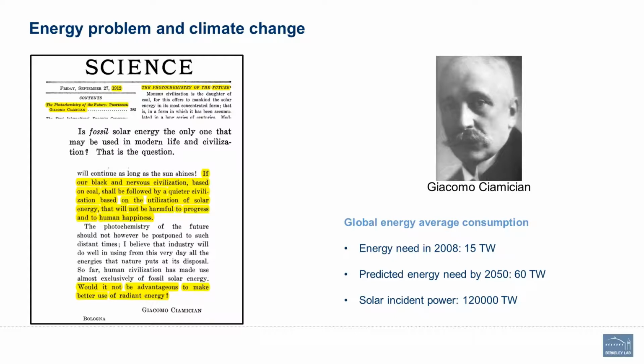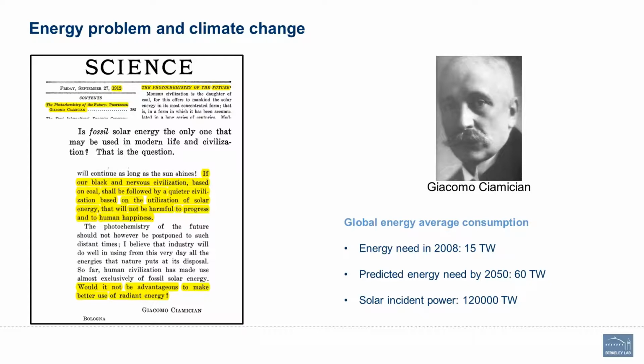And if we look at numbers even nowadays, and we look back at 2008, the global energy need was about 15 terawatts, and the predicted one by 2050 is going to be 60 terawatts. However, we should consider that the sun is giving us a flux of 120,000 terawatts, which is 4 orders of magnitude what we currently need.